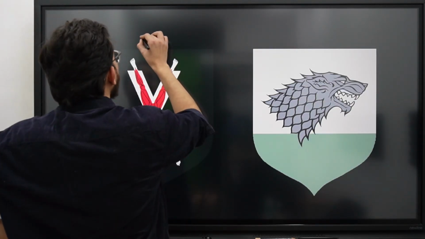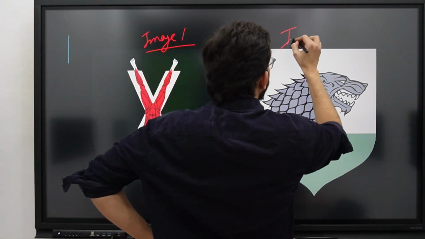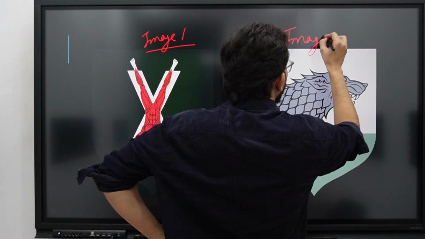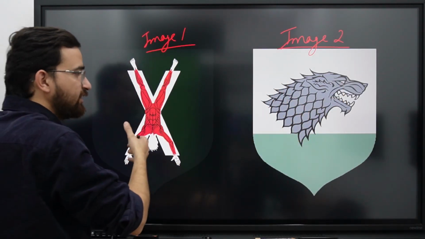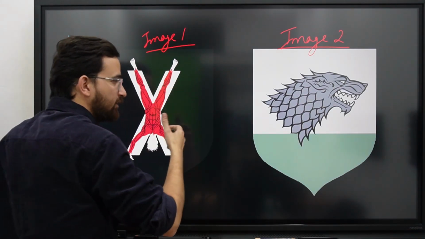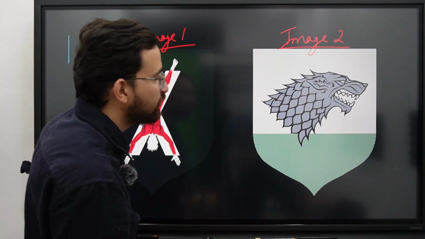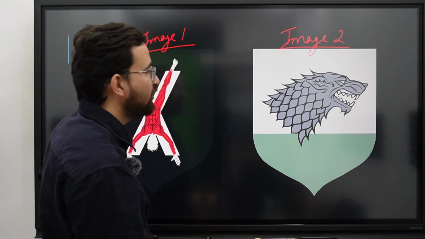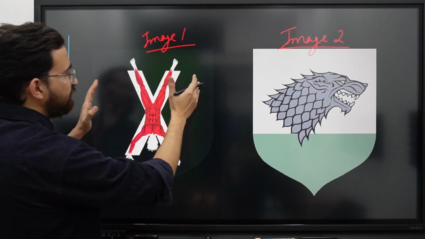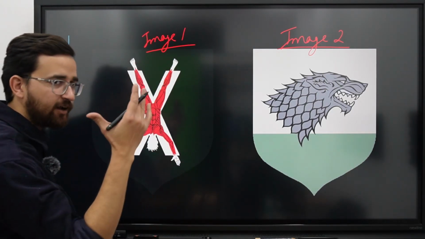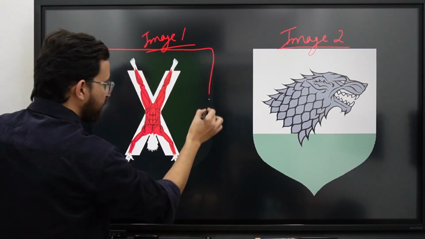So now let us look at these two images. This is image 1 and this is image 2. Any Game of Thrones fans must be aware that these are two flags, of House Bolton and House Stark. If you're not familiar with Game of Thrones, it doesn't matter for this class. Now let us look at the first image. In the first image, what do you see? You see a flag which has an outward appearance.